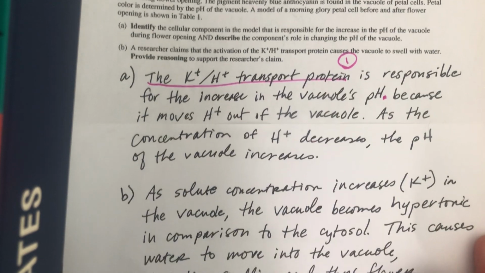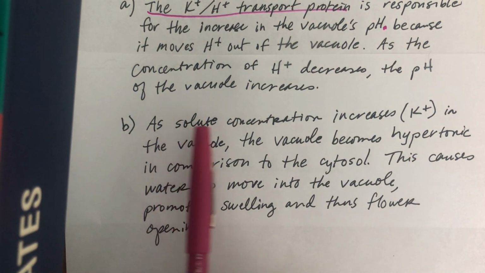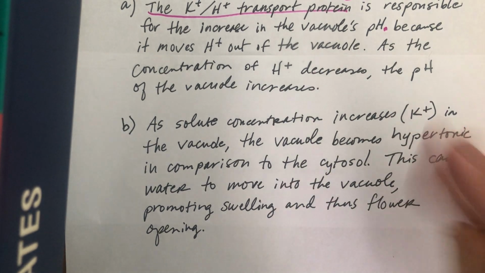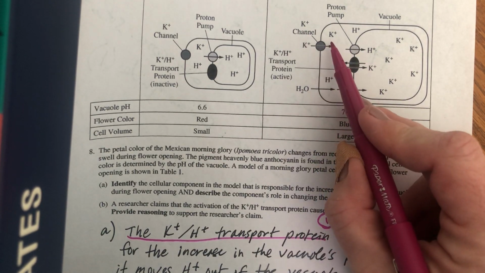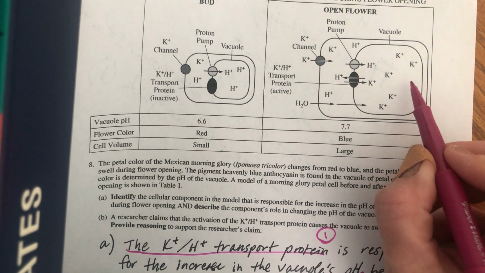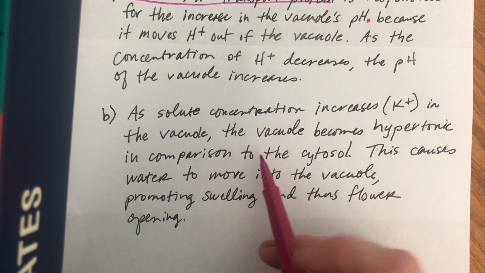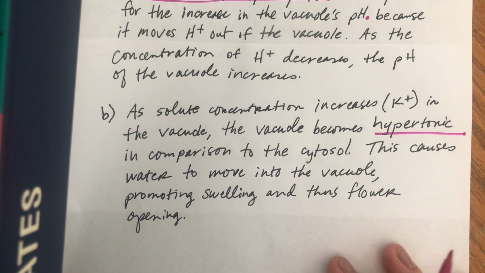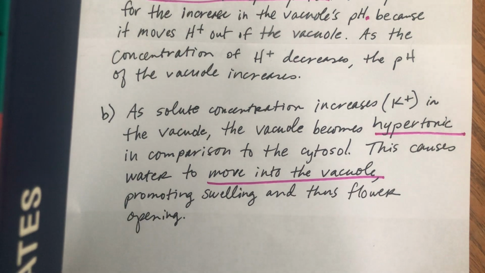Part B. Provide reasoning to support this claim. This is all you had to have, y'all. As solute concentration increases, the solute being K+, because that's what they're pumping in, K+ right here, bringing K+ in from the extracellular environment, pumping it into the vacuole. What happens? The vacuole becomes hypertonic, causing water to move into the vacuole. And then I had to make it look fancy: promoting swelling and thus flower opening.